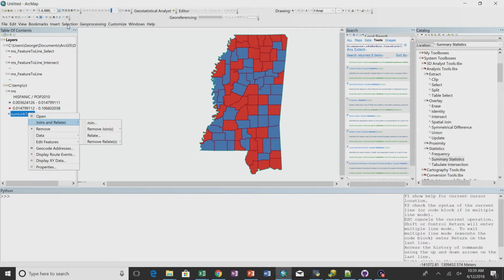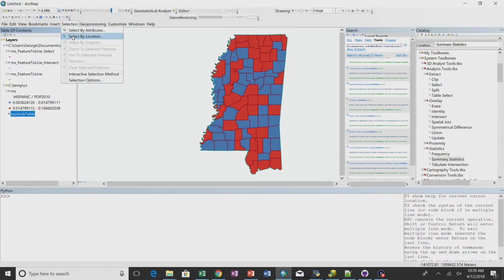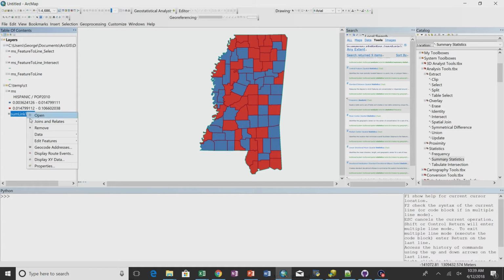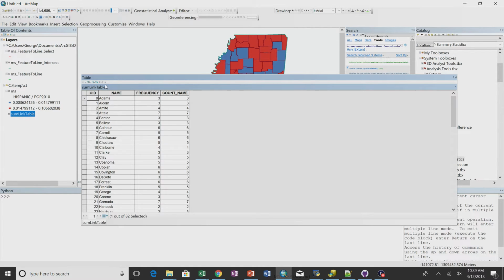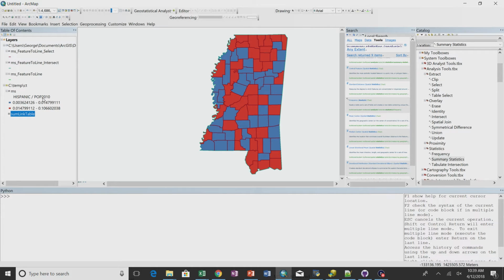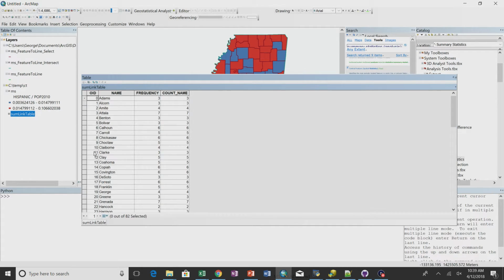So I'm going to selection. Clear the selected features. There we go. And we're back to 82 counties. This number should always match the number of the original polygons. Unless, like if we did the United States and we threw Alaska in there by accident somehow, Alaska would have gotten eliminated because it doesn't have any common boundaries. Okay.